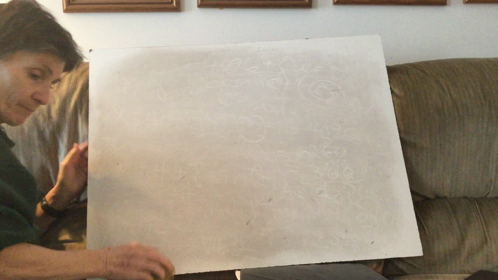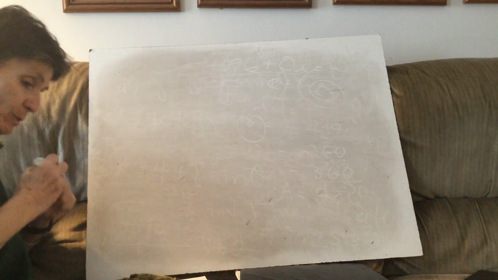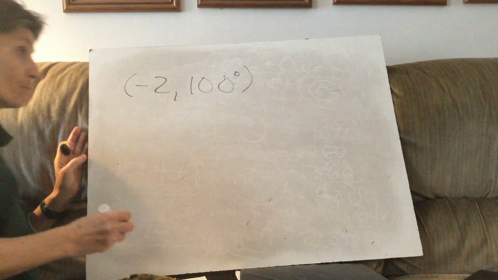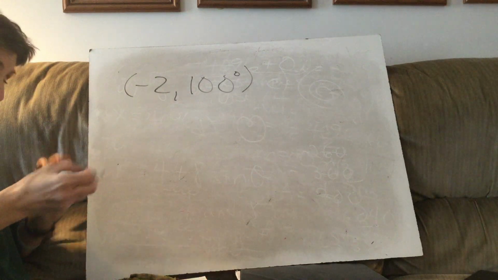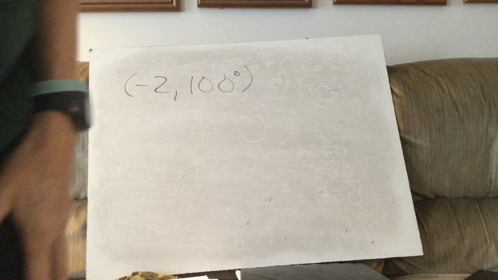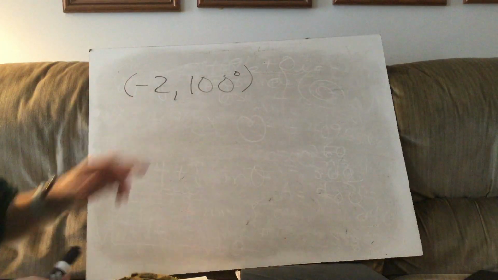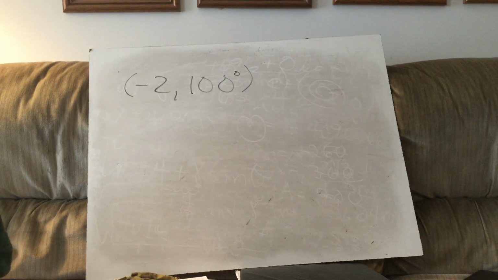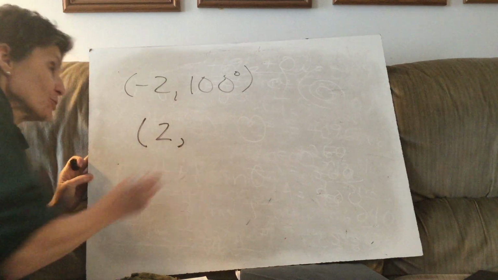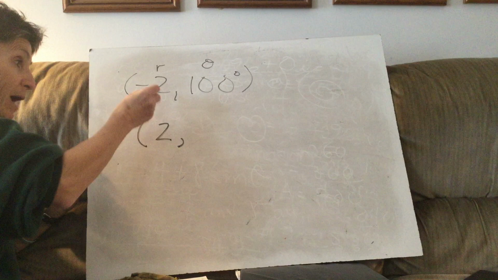Okay. Next. Where would you plot -2, 100 degrees? Now, I didn't give you a grid. You don't actually have to plot this. The issue is that when your R value is negative, you can't plot it. So we have to make the R value positive. This is R, this is theta. We got to make the R value positive.